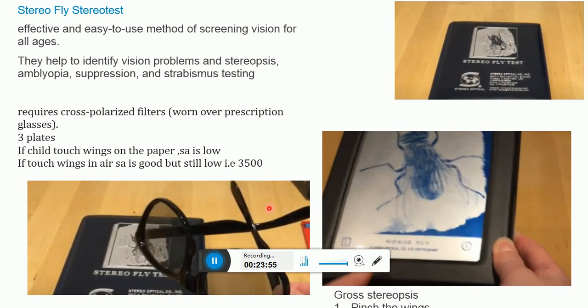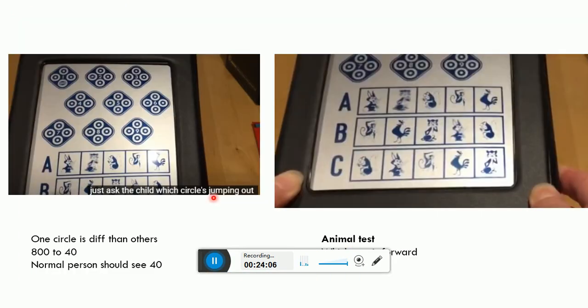The fly, a large stereo fly with a variable stereo from the head to thorax. The fly is mainly used for screening. Circles, a series of rings that test from 800 down to 40 seconds of arc. And animals test for children that uses animals with disparities from 400 to 100 seconds of arc.